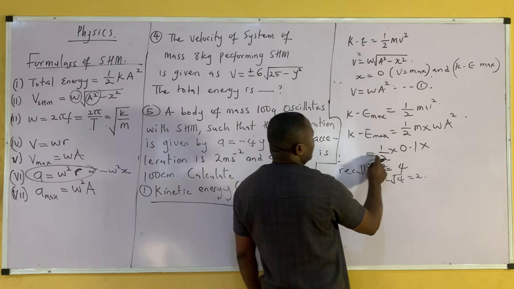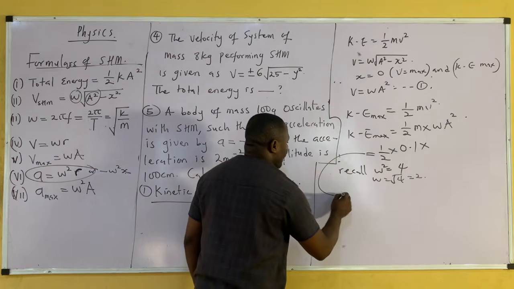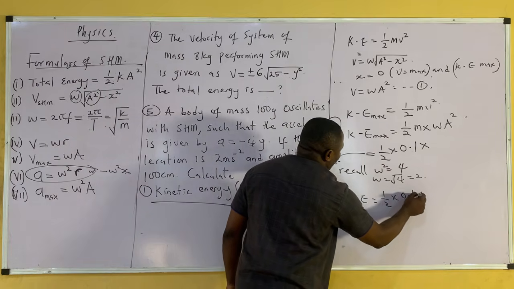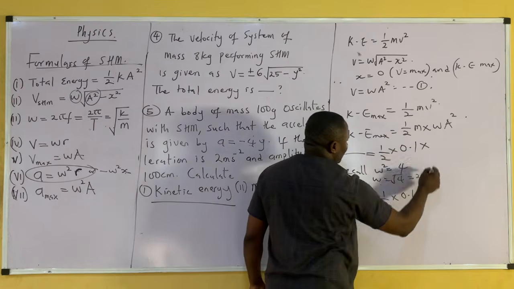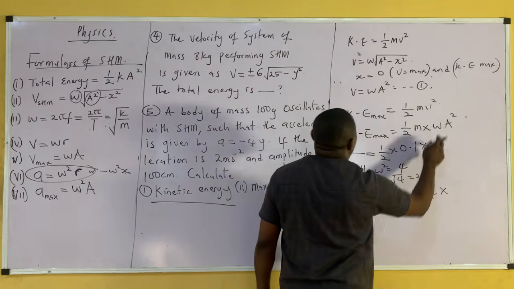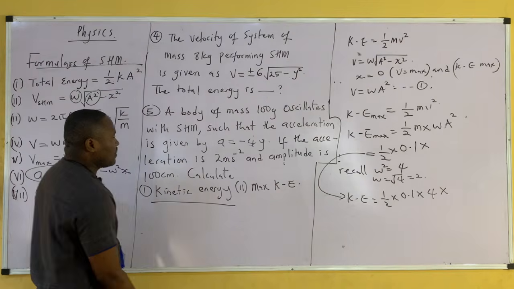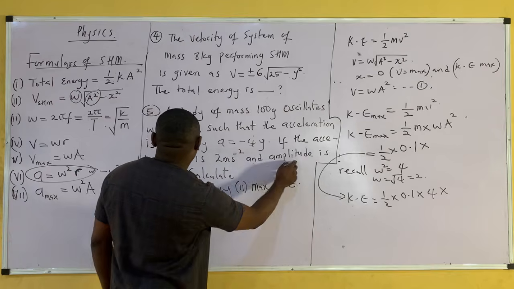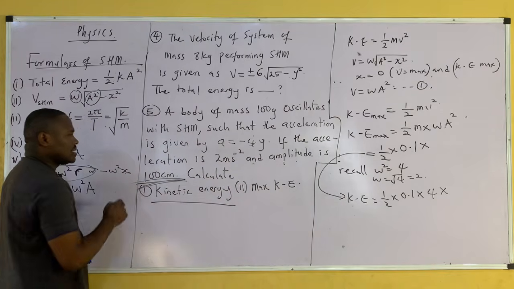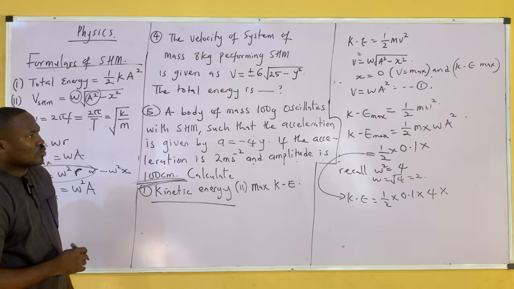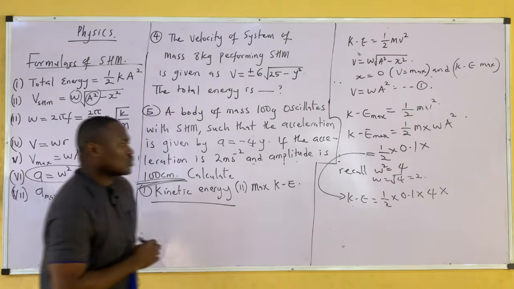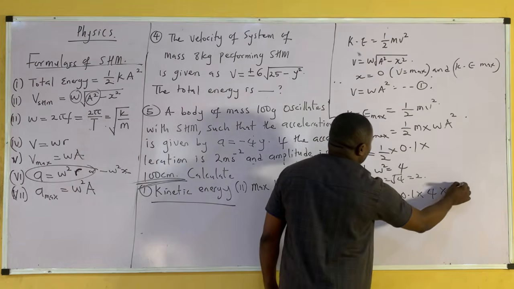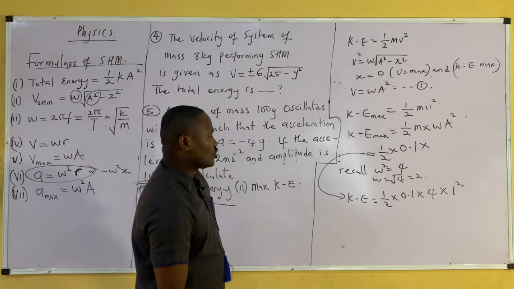So now this will be this. Let me take it here. So kinetic energy is equal to 1 over 2 times 0.1 times, what is my W? My W is now 4, times, what is my A in my question? My amplitude. If the amplitude is 100 centimeter, which is written as 1, that is our amplitude, equal to 1 square.